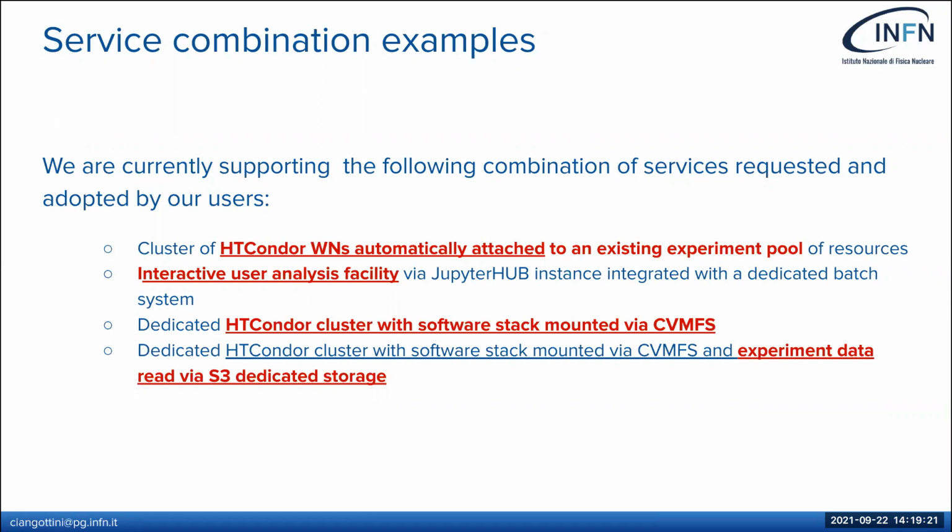Okay, so let me summarize again what the main combinations are that we use and serve to the communities. The first one is a simple pool of nodes, HTCondor worker nodes, that can be attached dynamically to an existing experiment pool of resources. And as you remember, the initial aim of the project was to provide this kind of solution for the CMS experiment, for example. So attaching new, dynamic resources to an existing pool.